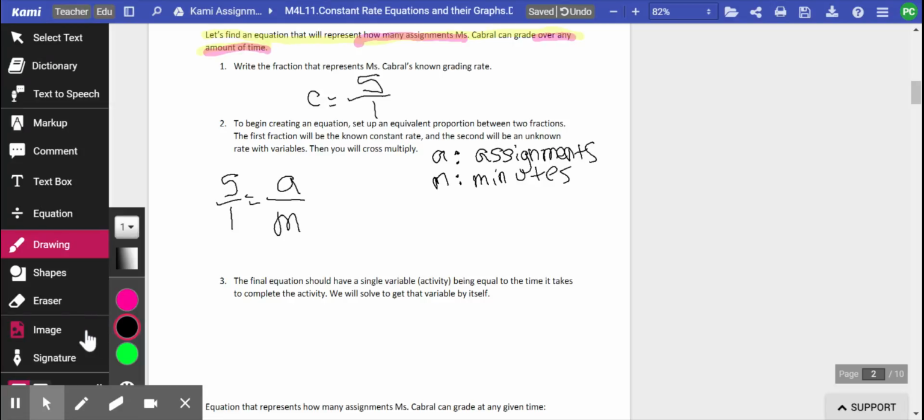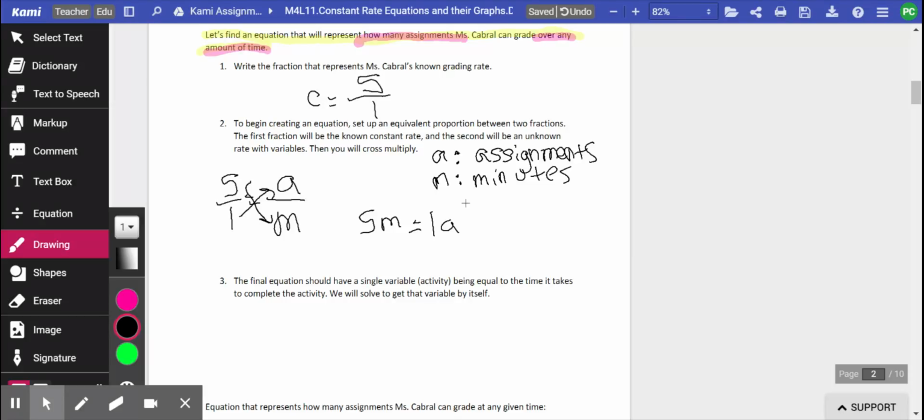From there, I'm going to cross multiply. So I'm going to multiply these two things and these two things across, crisscross from each other. So 5 times M is 5M, and that's equal to 1 times A, which is 1A. I know 1A could also just be equal to A, but I want to show a certain step here.